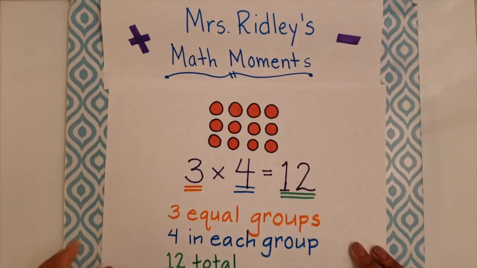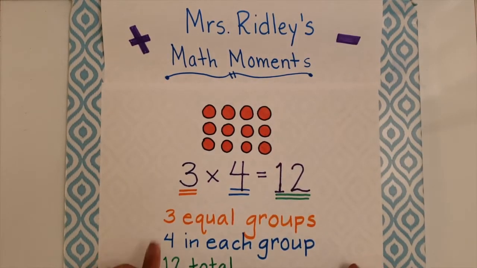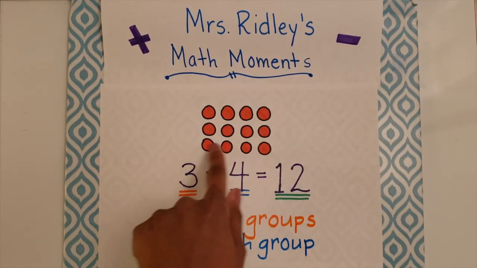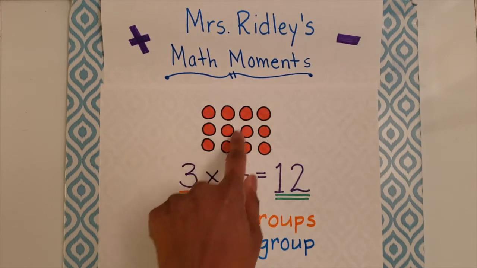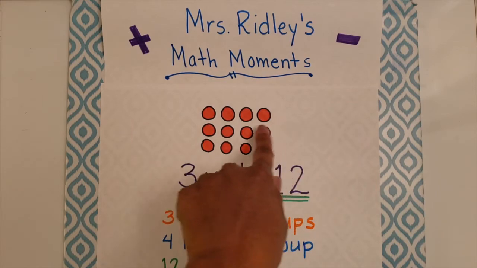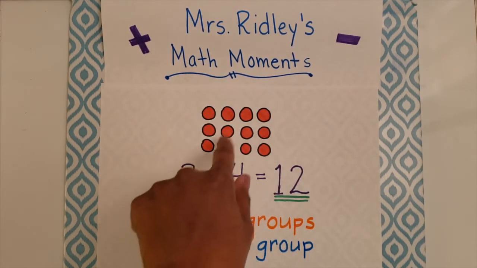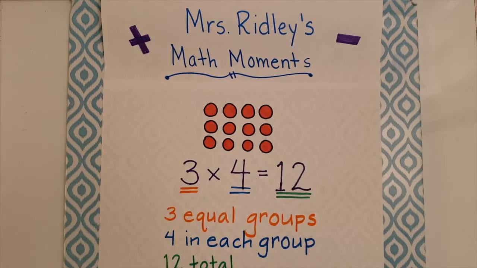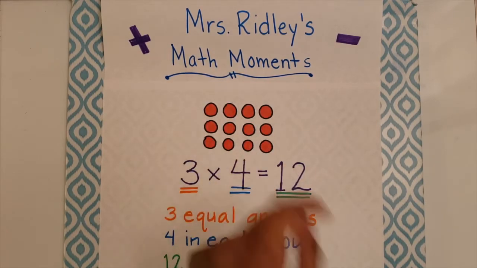Here we have a multiplication array. This is an array. An array is divided into rows and columns. And we see equal groups, meaning there is the same amount in each group in the rows and columns. Okay, so that is a multiplication array. And I'm going to talk about how this equation right here tells us about this array.